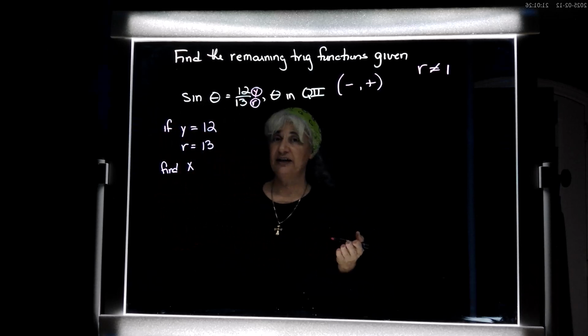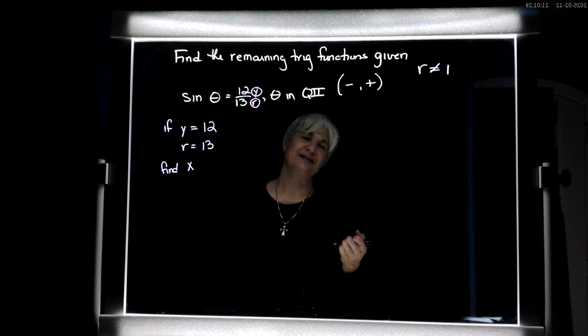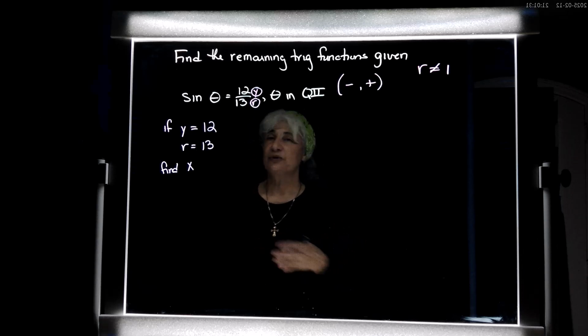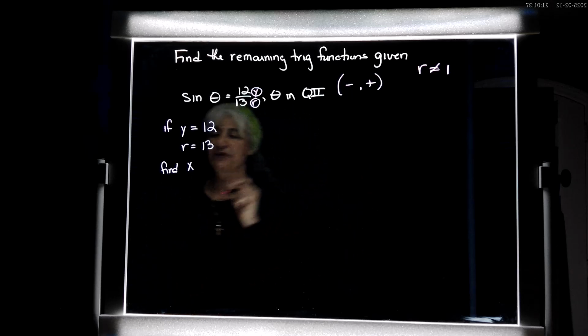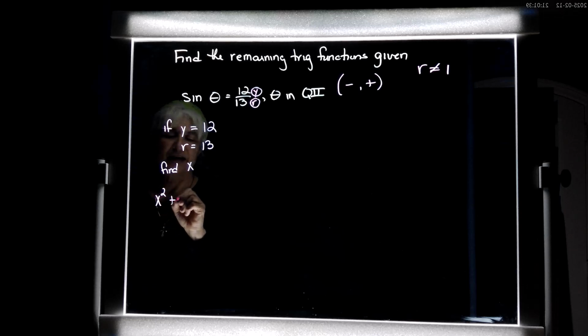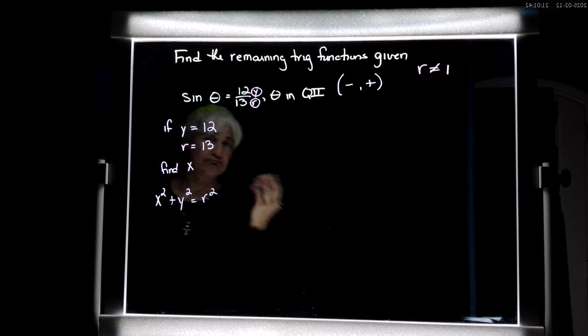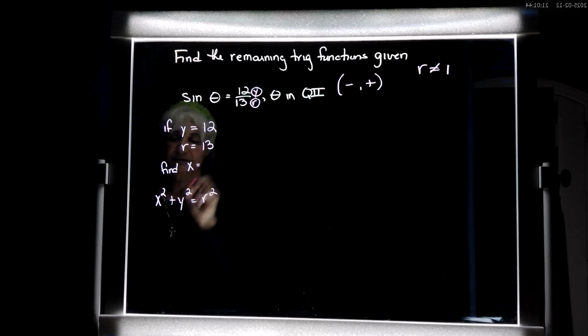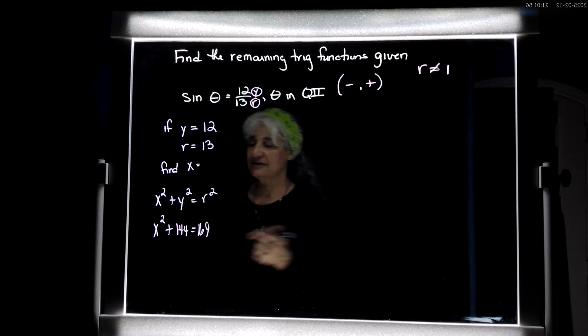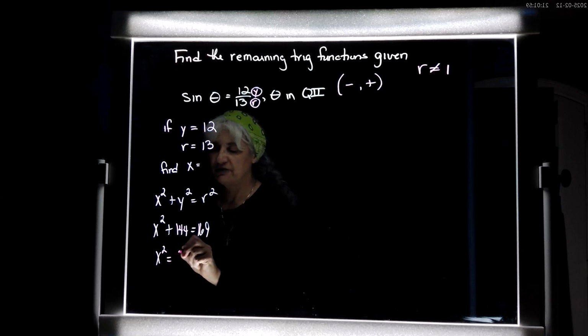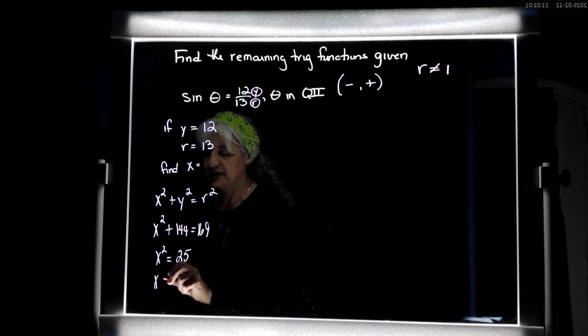You know how to find x? Remember, these are based off right triangles, which means you need Pythagorean's theorem. So x squared plus y squared equals r squared, and I don't know x. So x squared plus, what's y squared? Good, 144. And r squared, good, 169. Now just solve for x. You're going to move the 144 over and take the square root.